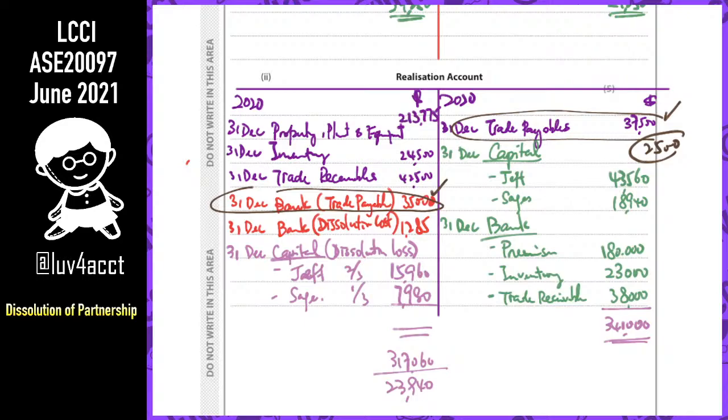2,500 goes into the credit side of the realization account, and that would be your discount received. But the description should still be trade payables, because this amount comes from the trade payables account. Okay, so that is all for this part, realization account.